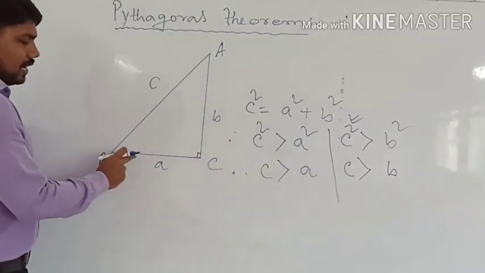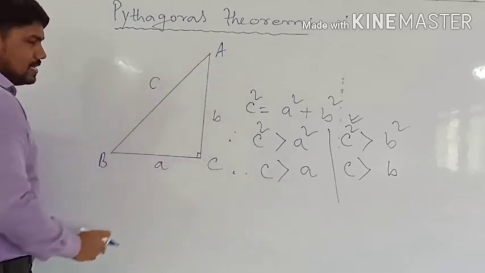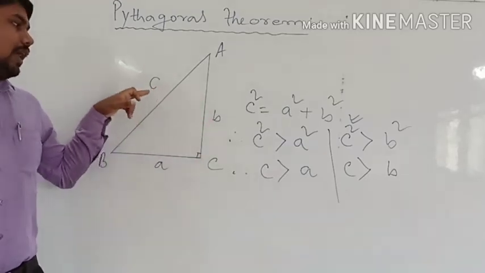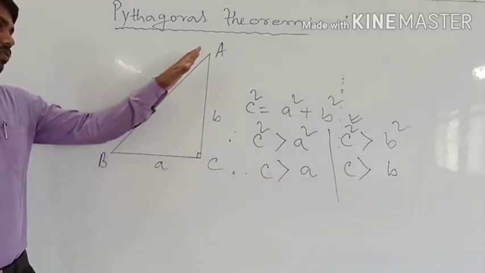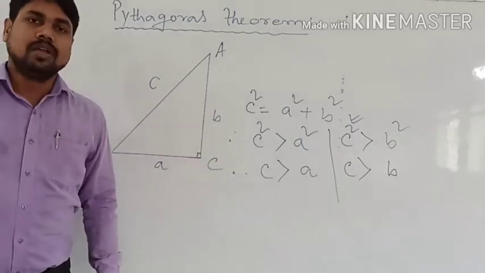So the length of the side BC and the length of the side AC will always be smaller than the length of the hypotenuse. I mean the length of the hypotenuse will always be greater than both the sides of the right triangle.